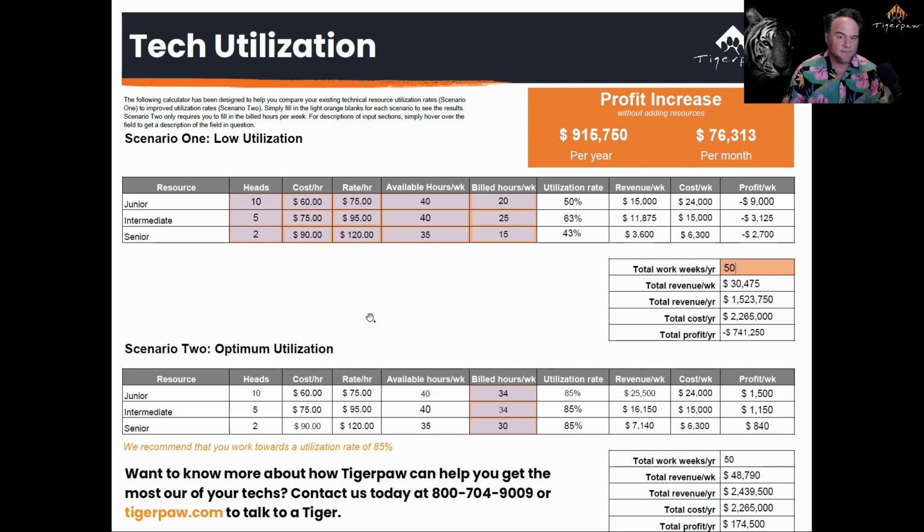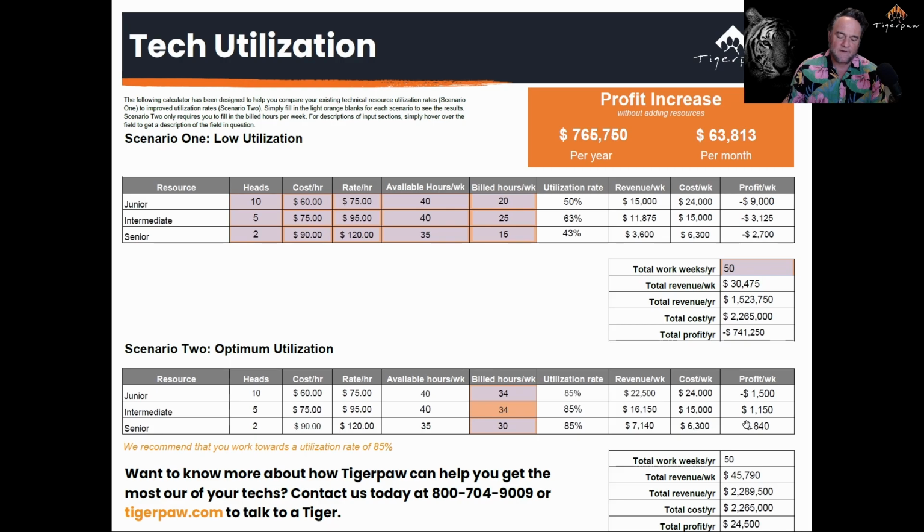Now, what the calculator does in scenario 2 is we're going to start looking at how we can better optimize these. You don't have to fill anything else out. Everything is here ready to go for you, except for the number of billable hours per week. And as a standard, if you look out in the industry, it's anywhere between 75 and 85% utilization rates. So we're going to try and marry that as much as we can.